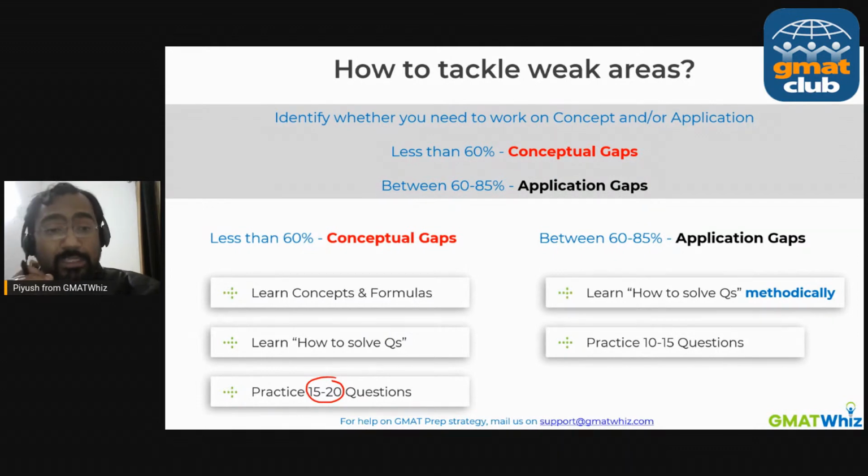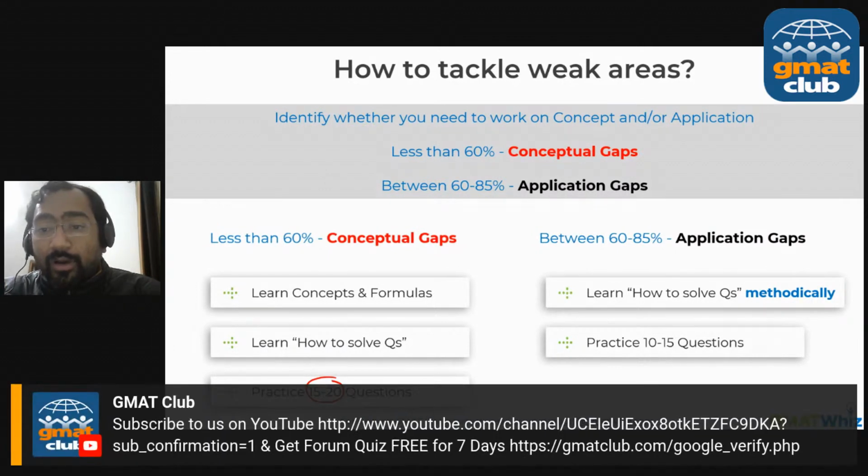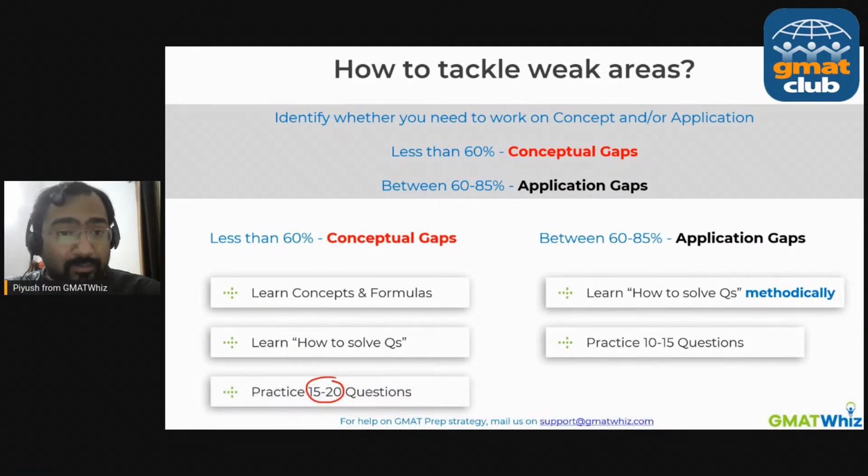But on every question that you solve, it is very critical that you actually focus on the solution of the questions. Please make sure that you go through the solutions properly, understand how they work, understand each step of the solution, and make sure wherever you are going wrong methodically, you improve on that, and then only practice more questions. So that's how you work on your weak areas.